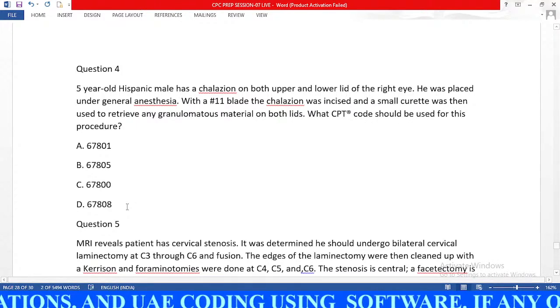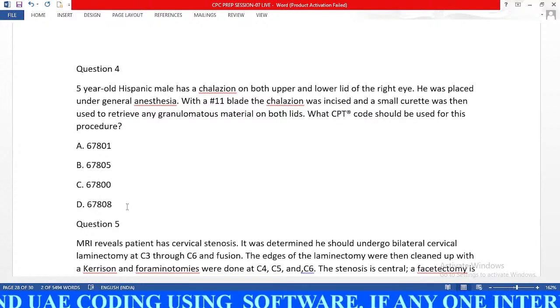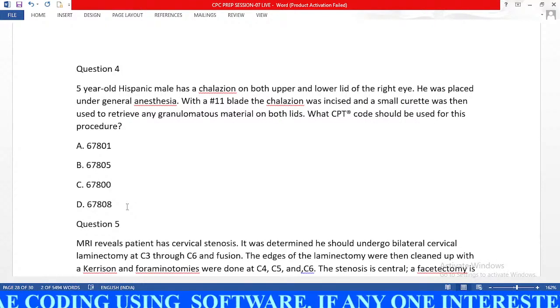Guys, now it is 10:04. We can start the answer checking at 10:08. So I will give you 3 or 4 minutes. Meanwhile, you can try that.